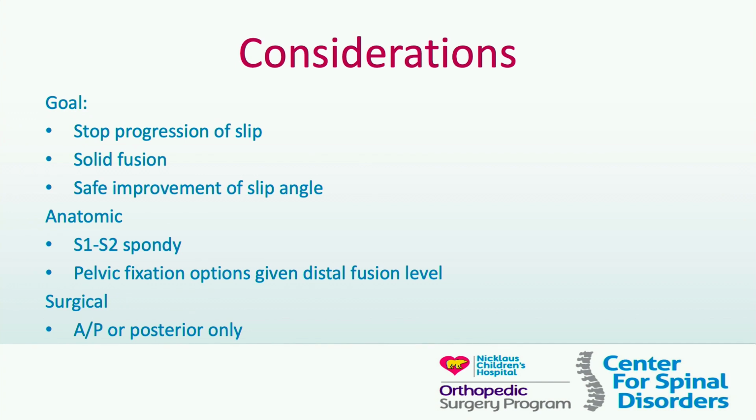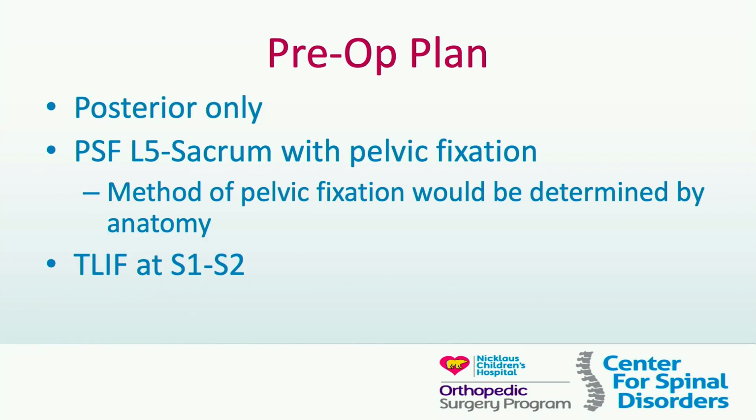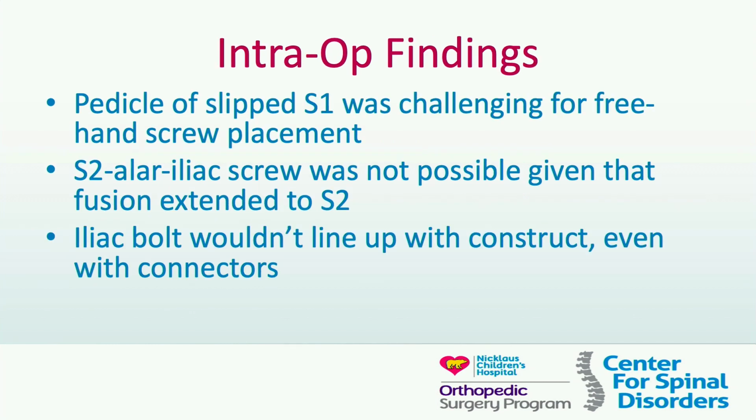So how do we do this? Do we need an anterior posterior, or can we do this posterior only? And so for this patient, we go posterior only. We do L5 to the sacrum with pelvic fixation. Unfortunately, the method of fixation to the pelvis is going to be a little bit concerning because of where we are in the anatomy. But the plan is to put a TLIF in S1, S2.